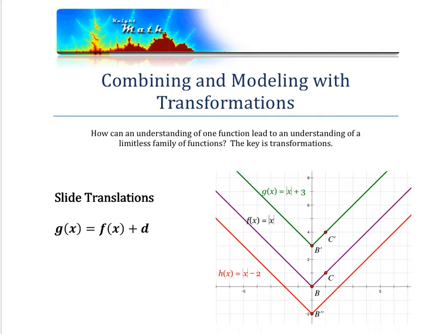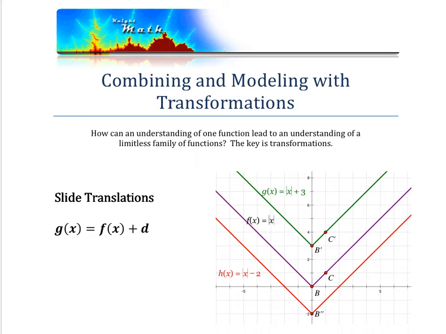Let's take a look at transforming some functions here. So here we have an example of a type of function, specifically an absolute value function. We've got a few of them going on here, but this one in blue is the function f of x equals the absolute value of x. And I think from our experience, most of us have seen that. The absolute value of x keeps everything positive.